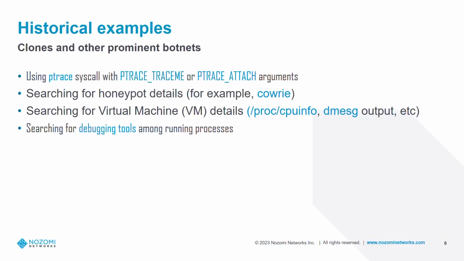Searching for debugging tools. This is a very easy technique. You just get a list of running processes, and if you see something like GDB or anything which is not supposed to be found on a generic router, red flag straight away.